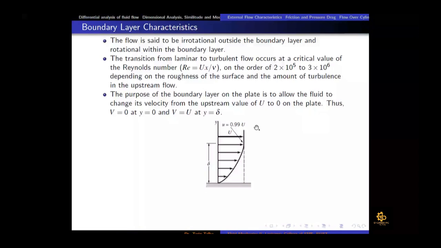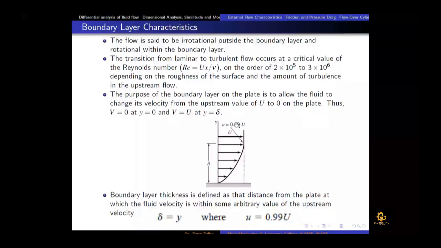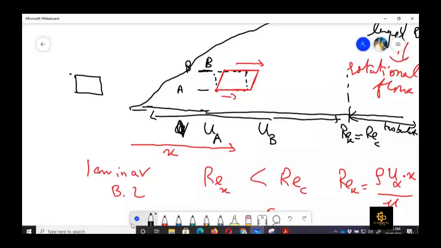Boundary layer thickness is defined as the distance from the plate surface at which the fluid velocity is within some arbitrary value of the upstream value, and that arbitrary value people have defined as 99%. You can always argue why not 90% or 95% or 99.99%, because 99% is just a vague value. So to make it a little more robust, we define some other parameters, which we call displacement thickness.